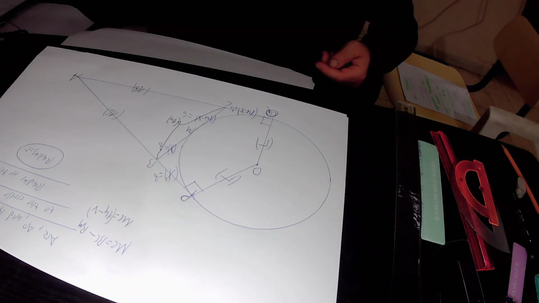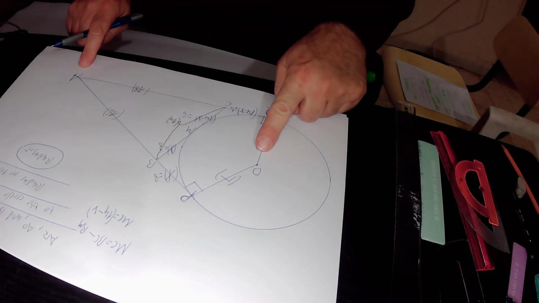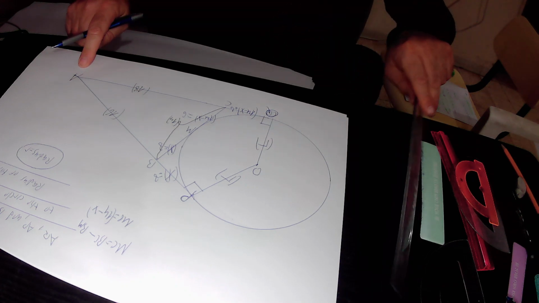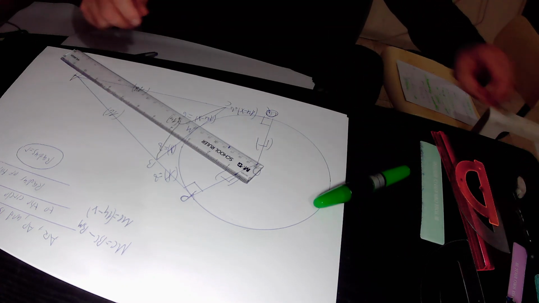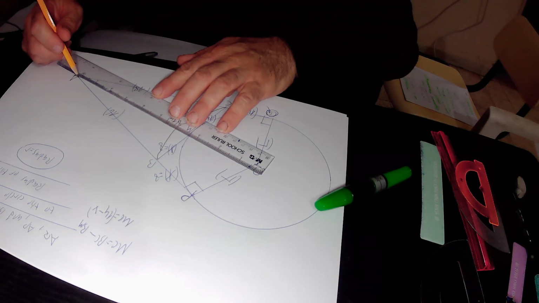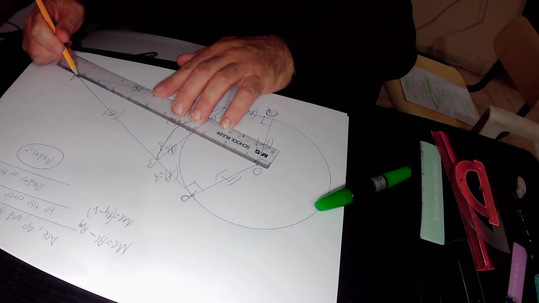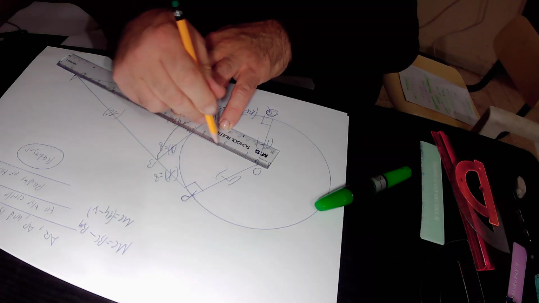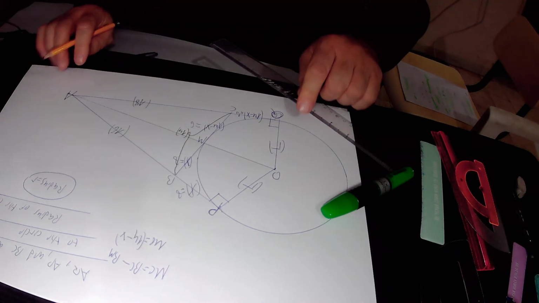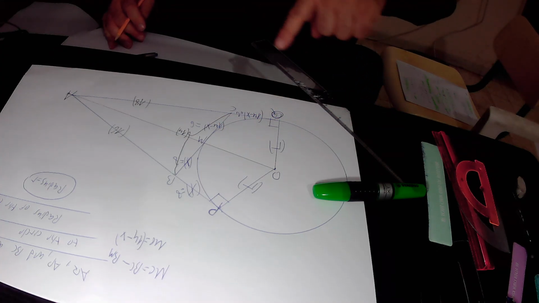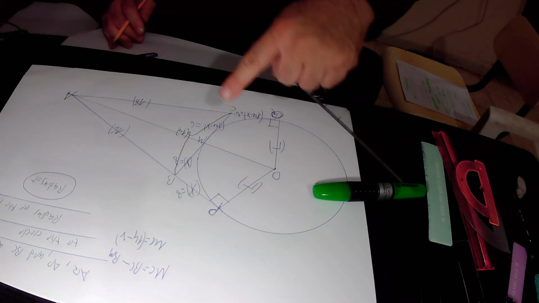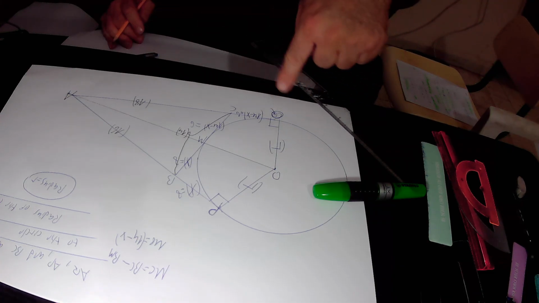In the next step, we will join points A and O together by a straight line. By joining points A and O, we created two right triangles here. This is the upper right triangle APO, and this is the lower right triangle AOQ.